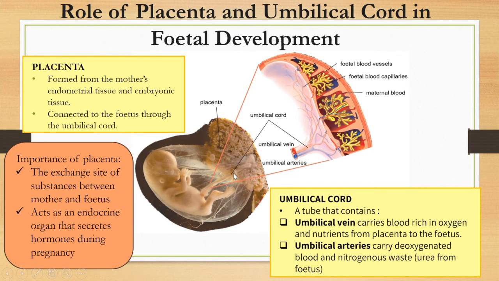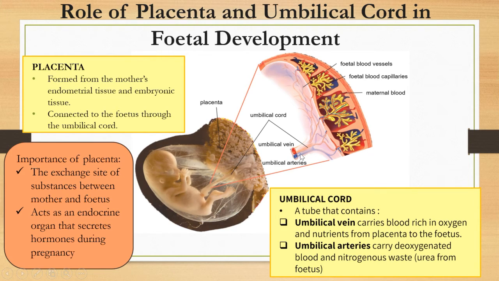Next we go to the umbilical cord. This refers to the umbilical cord. When we look at the larger picture, the umbilical cord is actually a tube that contains the umbilical vein and umbilical arteries. The umbilical vein is the red color here, and the umbilical arteries are the blue color here.